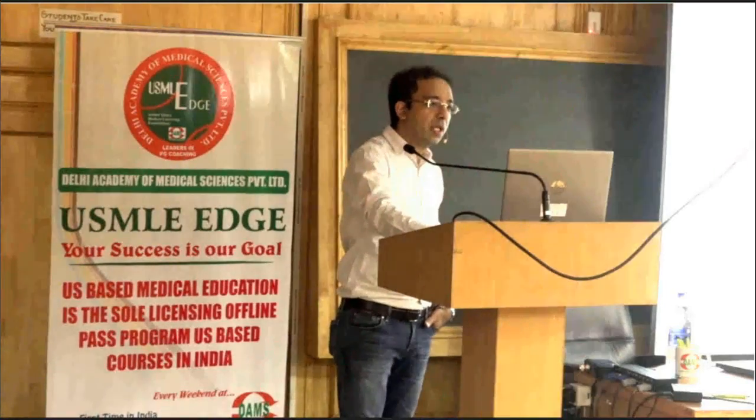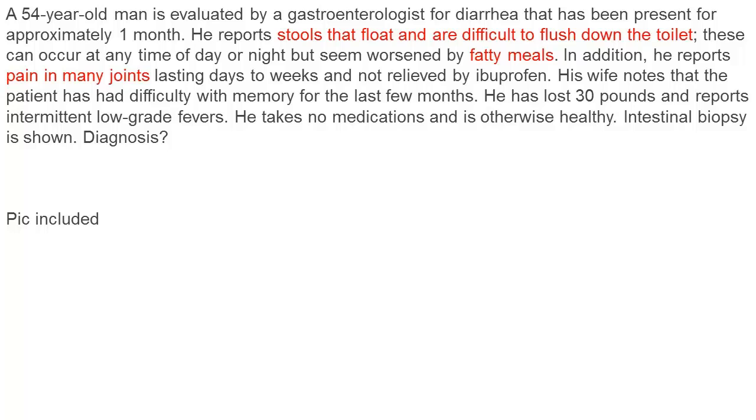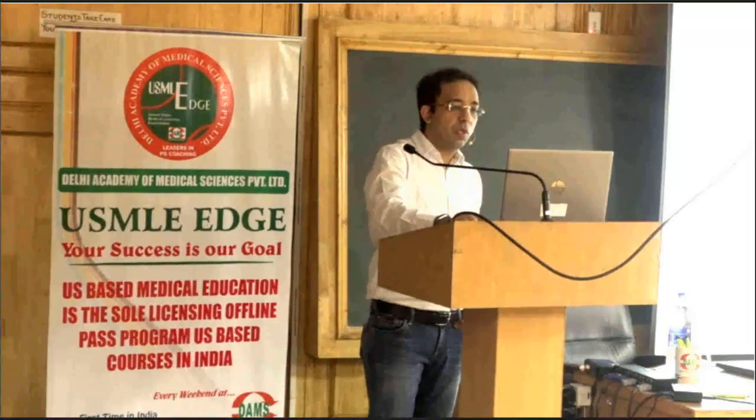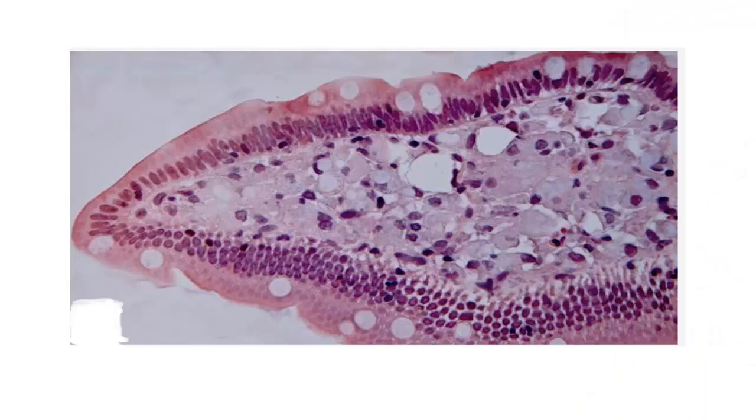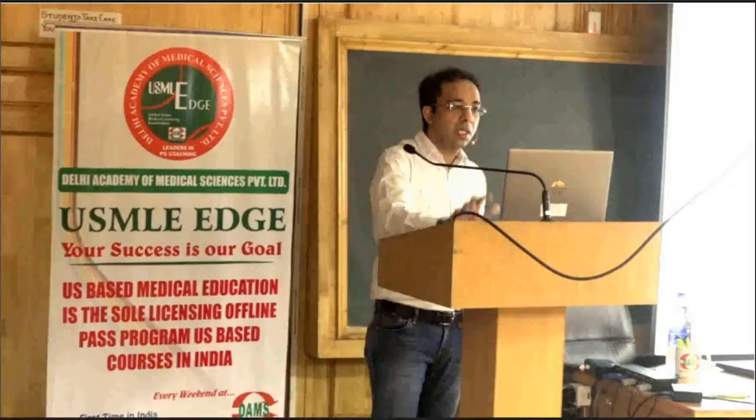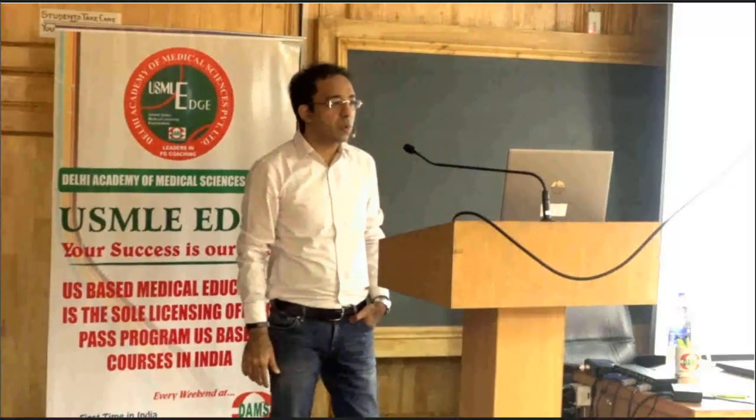It is Whipple's disease. You saw those fat-laden macrophages in the lamina propria. And what were the keywords? Everybody, what were the keywords? You saw the stools were fatty, they were floating, fatty meals were causing selective fat malabsorption, joint pain, malabsorption. We added them together, we saw the biopsy picture, and we got the answer as Whipple's disease. Whipple's disease was the answer.